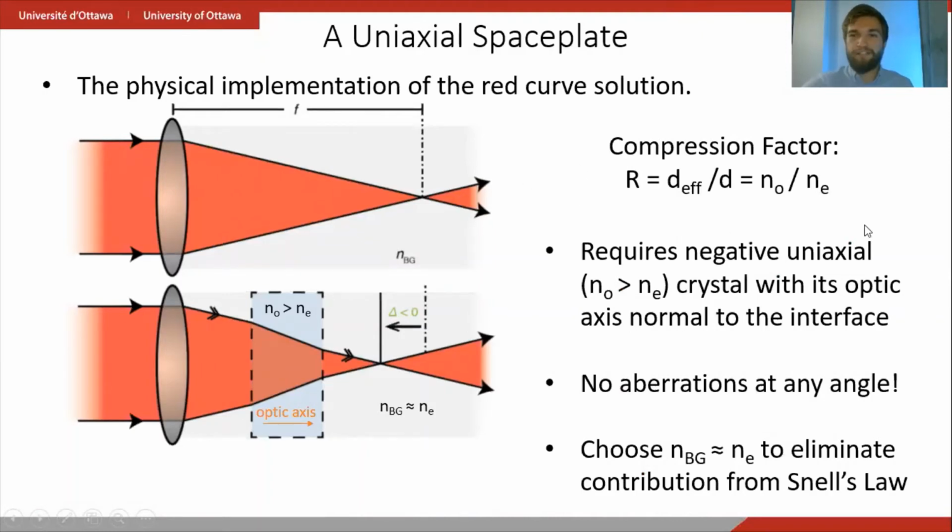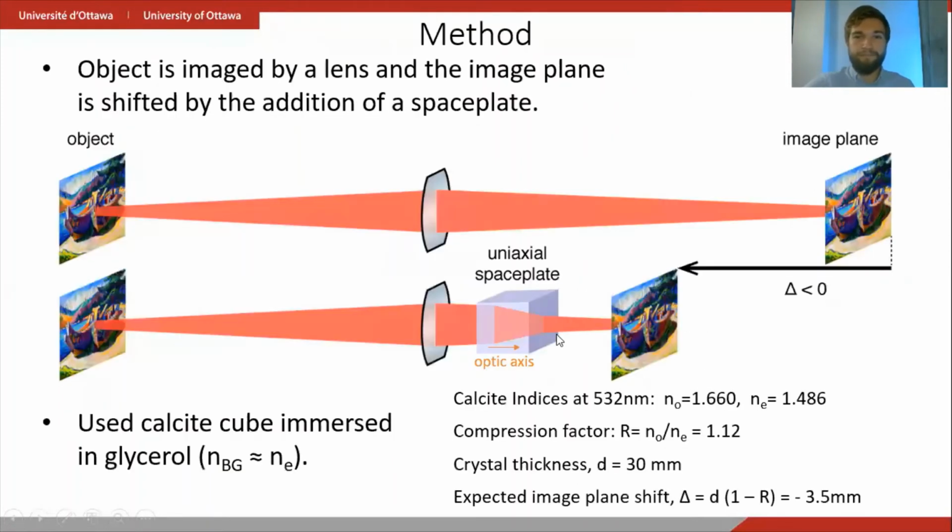The compression factor is NO over NE, and like I said, the optic axis has to be normal to the interface, and there are no aberrations at any angle for this kind of spaceplate. In addition, we choose a background medium similar to that of NE so that we eliminate any contribution from Snell's law. So how are we going to test out this kind of spaceplate?